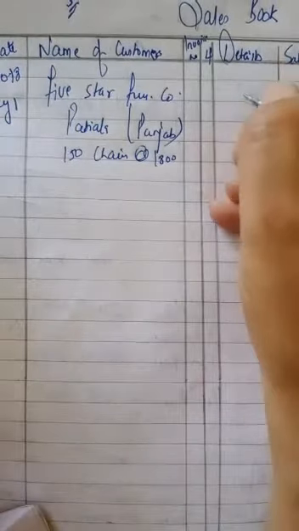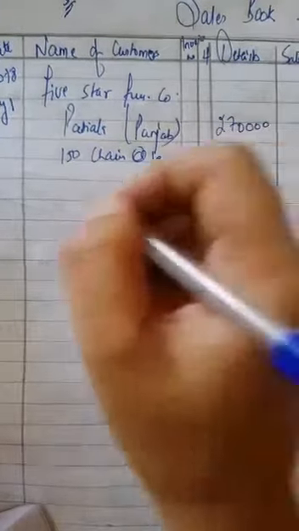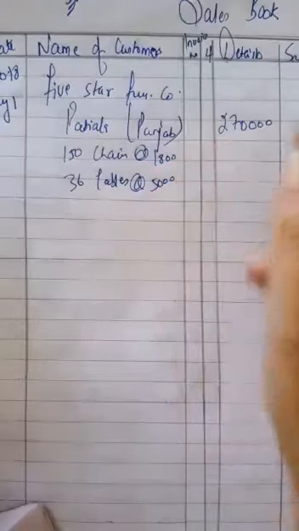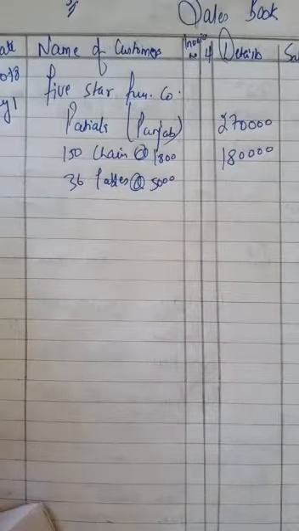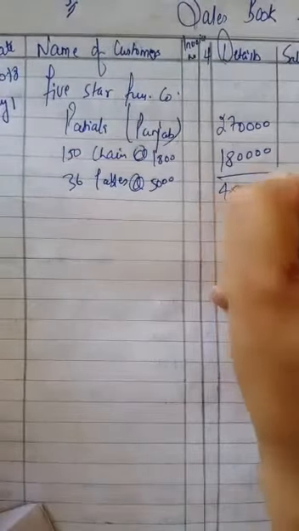On credit, 150 chairs at the rate rupees 1800 each. You have to multiply 150 into 1800. It will be 2,70,000. Then second thing is 36 tables at the rate rupees 5,000 each. It will be 1,80,000. Now we have to do the total, 4,50,000.